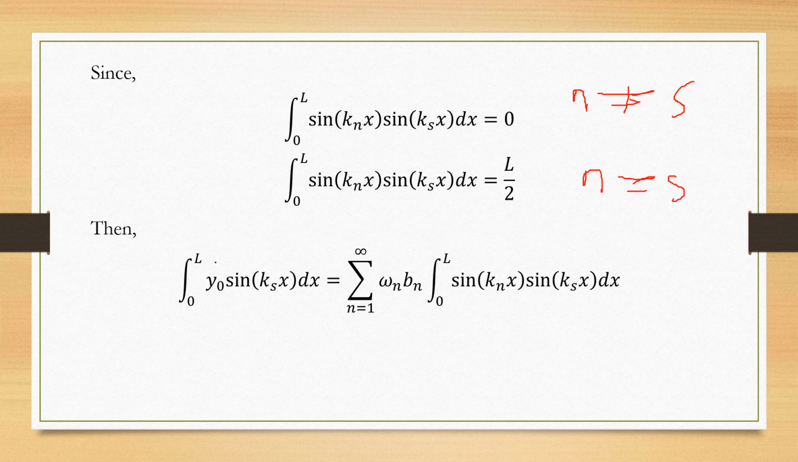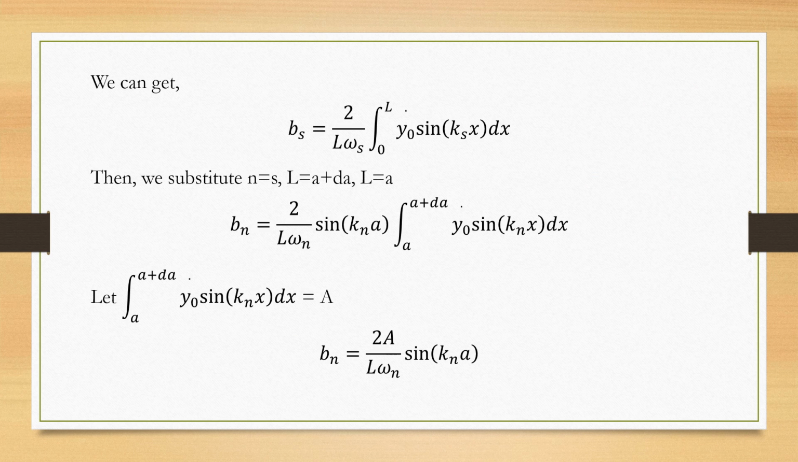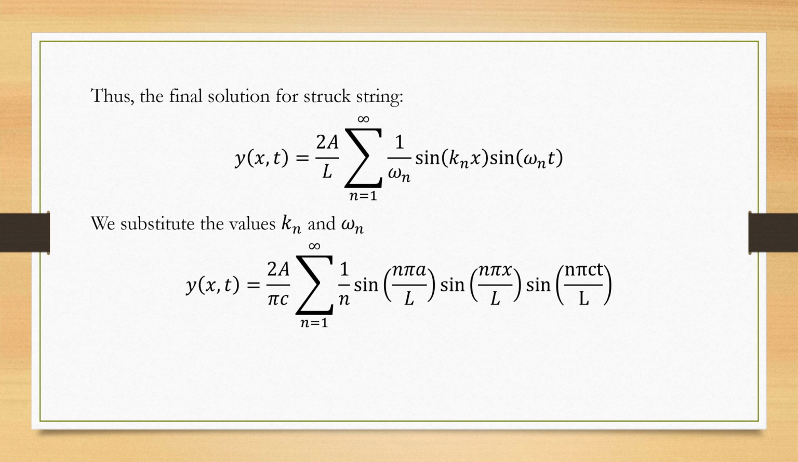Then we need to do the integration by parts. This is the result after the integration by parts. Substituting n to s, and LA plus DA, this is the solution for Bn. So this is the final solution for the struck string, and we need to substitute the Kn and omega n. These are the values of K, and this is the final solution of the struck string.